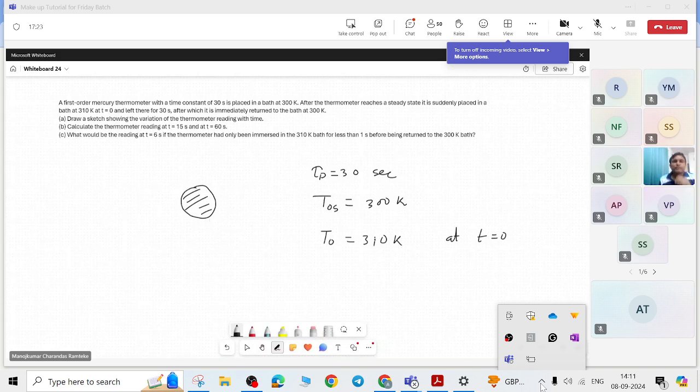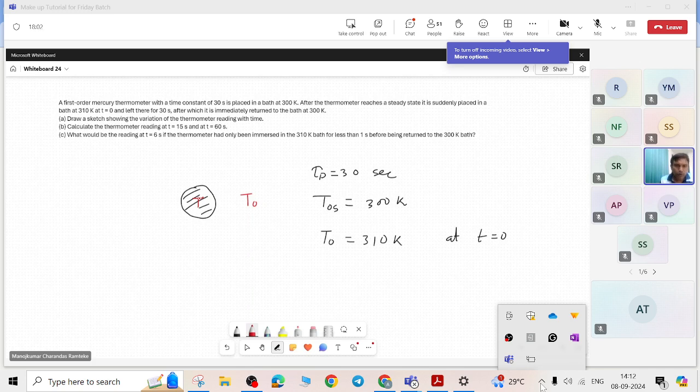Okay, and we have left it there for 30 seconds. So we have kept this thermometer in this new bath for 30 seconds, and again we have returned it back into 300 Kelvin, isn't it? And what we have to do is draw a sketch showing the temperature reading variation with time. Okay, so this is what we are interested in. So initially, let's say this is the temperature T, and the outside temperature is T naught. We wanted to find out how this temperature T is going to vary with time, and that we have to plot.